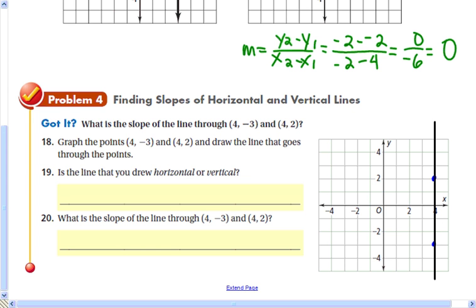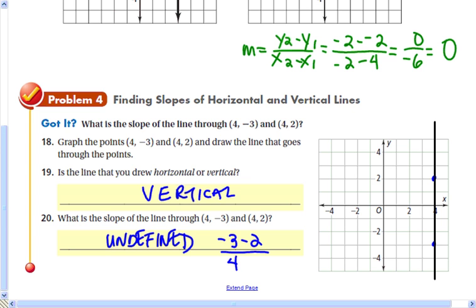If you remember from the last problem, you know that the slope is undefined. So we can just say that vertical lines have undefined slope. And if you have to show work, you could use the slope formula to show that: -3 minus 2 as you rise, and 4 minus 4 as you run, equals -5 over 0, which is undefined.